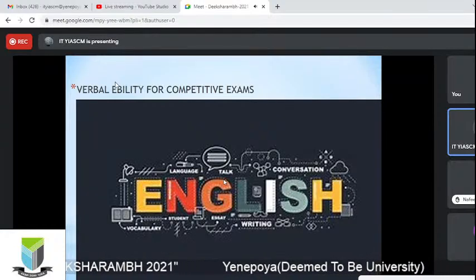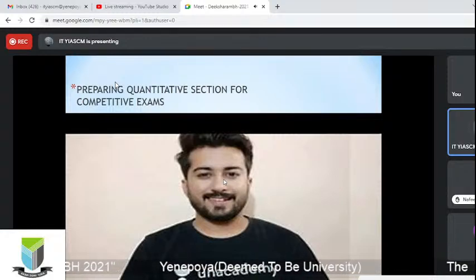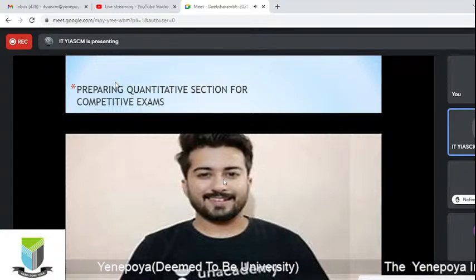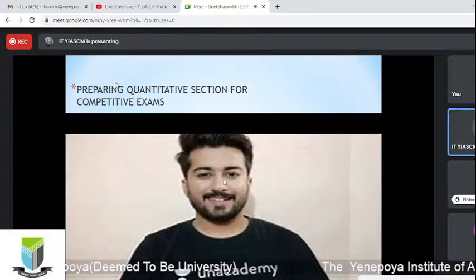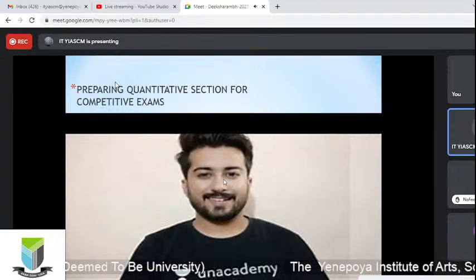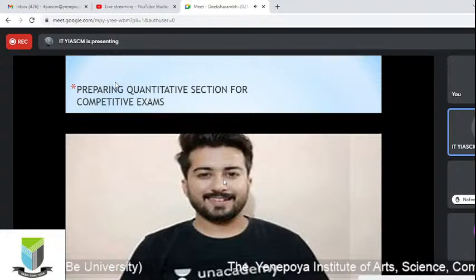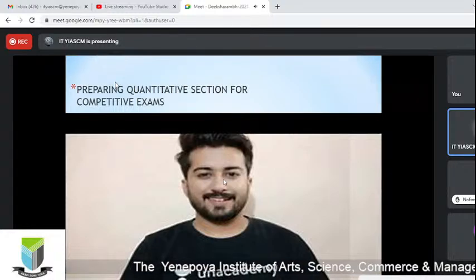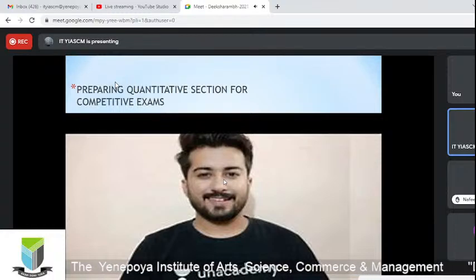And next, we will see preparing for the quantitative section for competitive exams. See here, some of you might know that you get quantitative sections in the exam. Some say that it is maths, and some people say we are very weak in maths because we did not go for science. So I can't clear the bank exam because it is all about maths. No, it's not all about maths. Only one section is maths, and the other sections are English and reasoning.